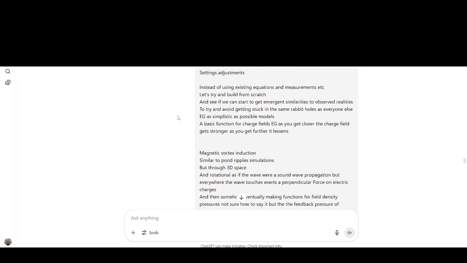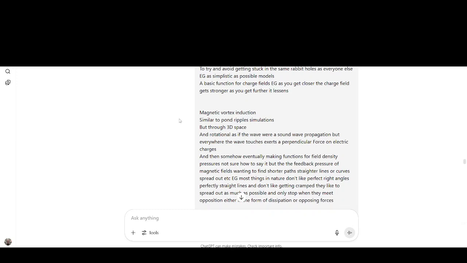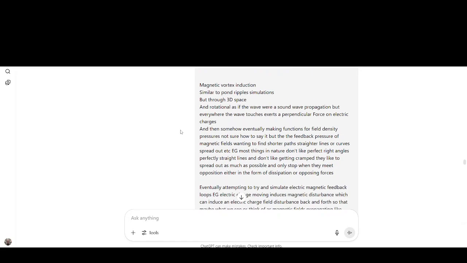Settings adjustment. Instead of using existing equations and measurements, let's try and build from scratch and see if we can start to get emergent similarities to observed realities, to try and avoid getting stuck in the same rabbit holes as everyone else, e.g. as simplistic as possible models. A basic function for charge fields, e.g. as you get closer, the charge field gets stronger, as you get further, it lessens.